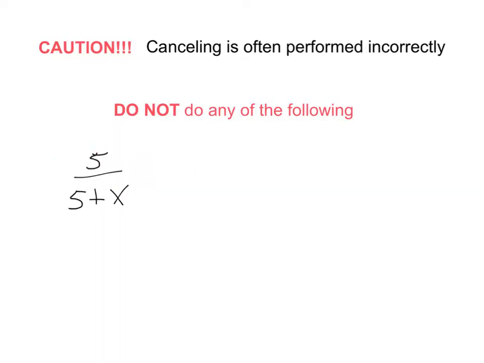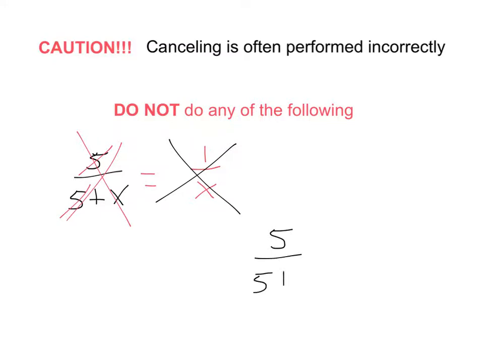Again, don't get carried away. You just see some like numbers and think, oh great, I'm going to cancel. No, no, no. You cannot just cancel 5s randomly. 5 plus x is the factor, not the 5. So you would have to cancel everything here. So this is not something you want to do. Don't try to tell me that this is 1 over x. No. The final answer would just be 5 over 5 plus x. You're done. So be careful when you cancel. Don't get carried away. If you haven't factored yet, you should not be canceling anything.